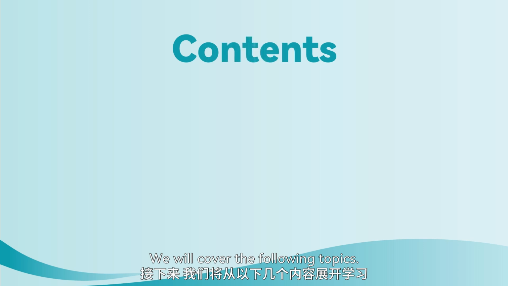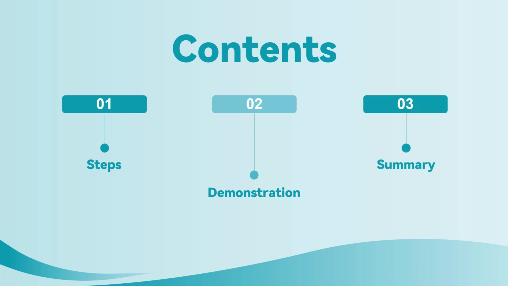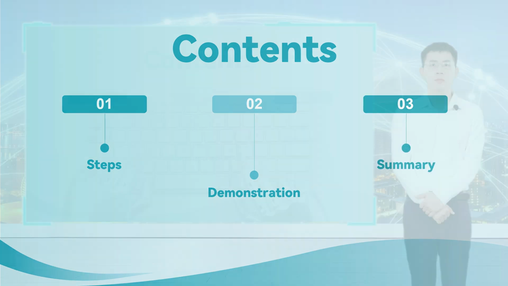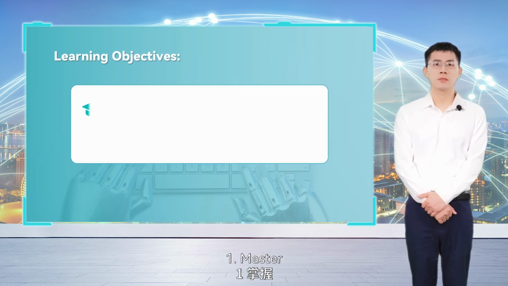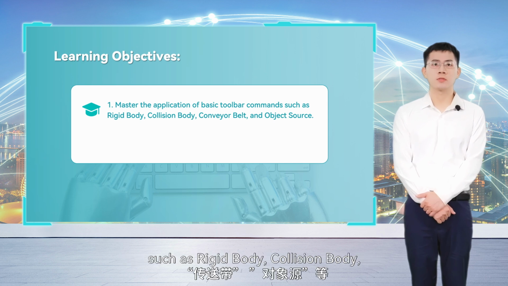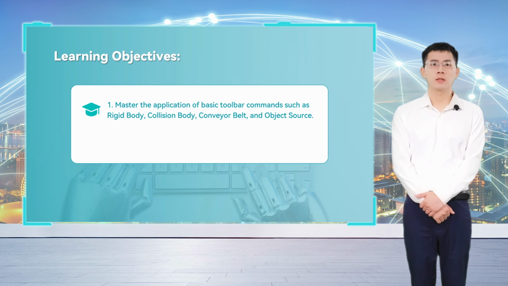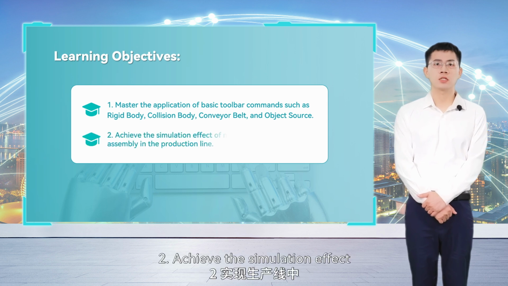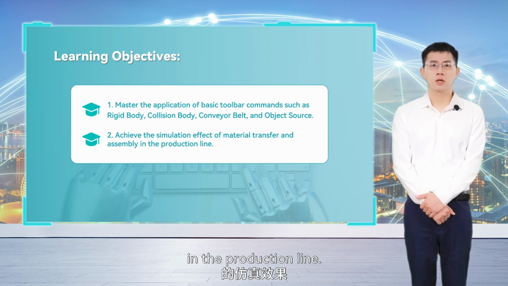We will cover the following topics. Learning objectives of this lesson. 1. Master the application of basic toolbar commands such as rigid body, collision body, conveyor belt, and object source. 2. Achieve the simulation effect of material transfer and assembly in the production line.